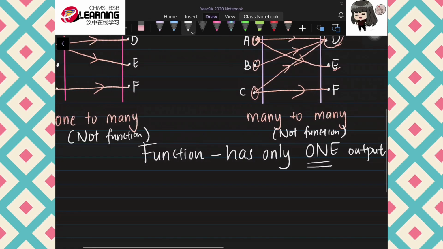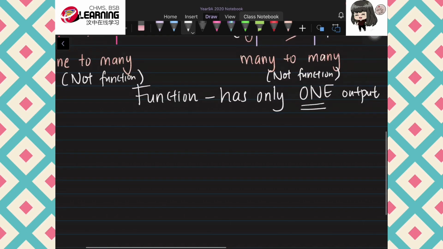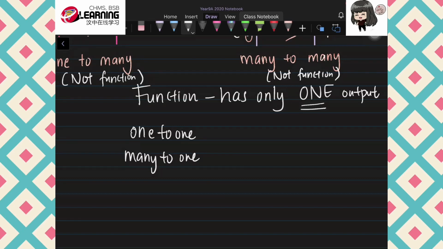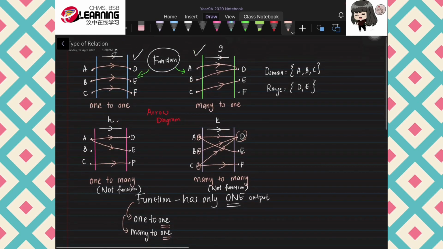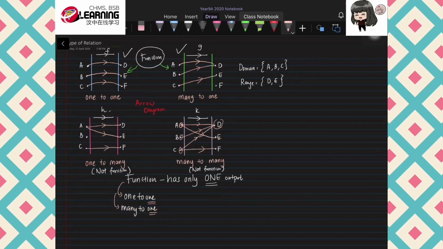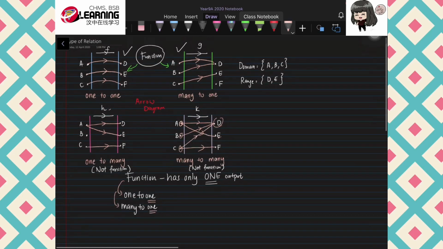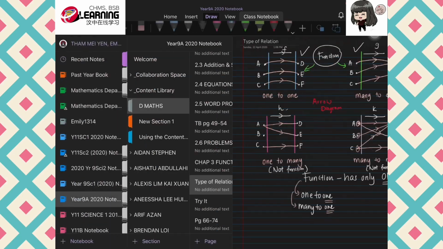A function has only one output, so the types of relation that are called function are only one to one and many to one. Okay, you see the one here. So function is only one to one and many to one. Okay, is that clear? I hope you can copy all this down into your notebook. Alright. Okay, these are the types of relation.